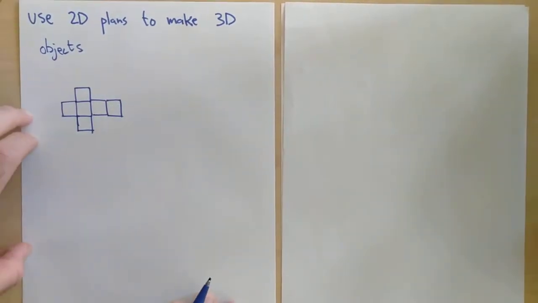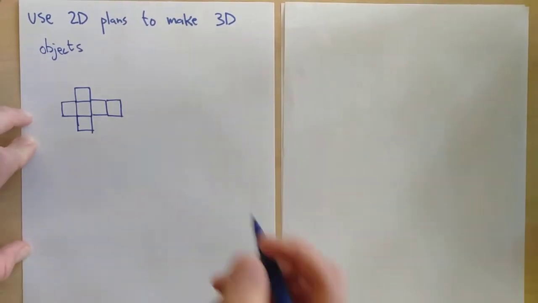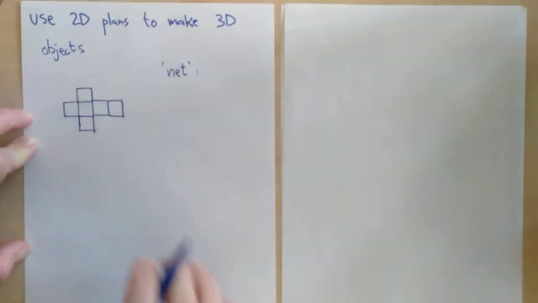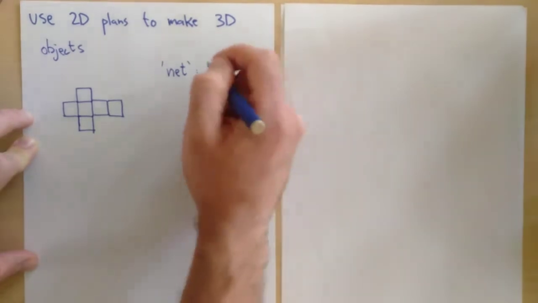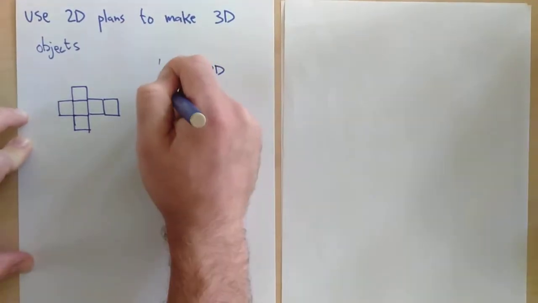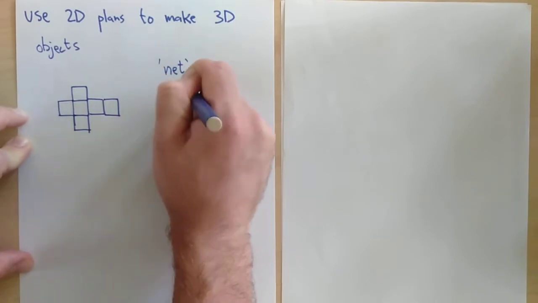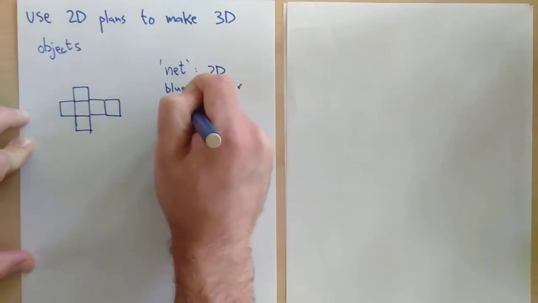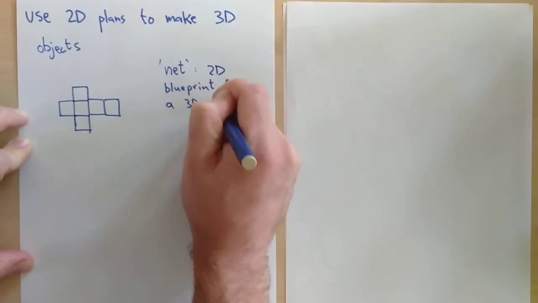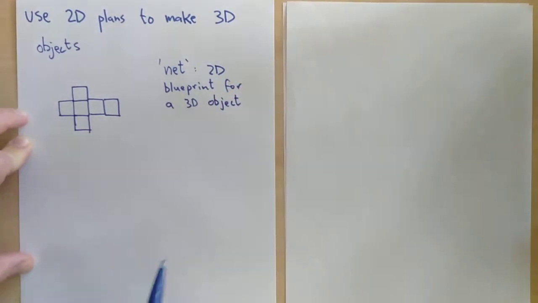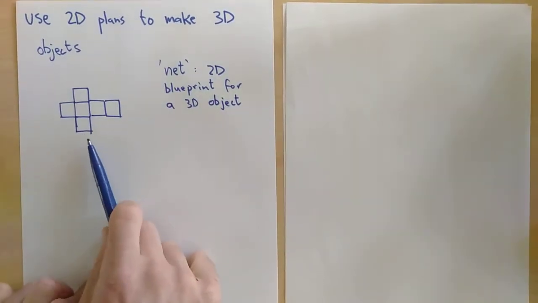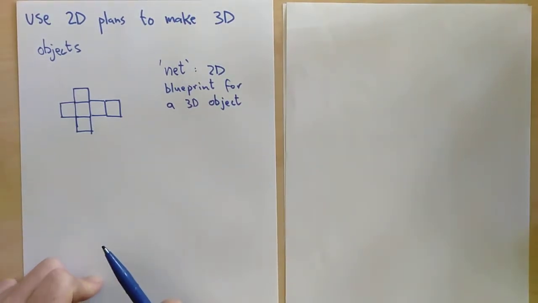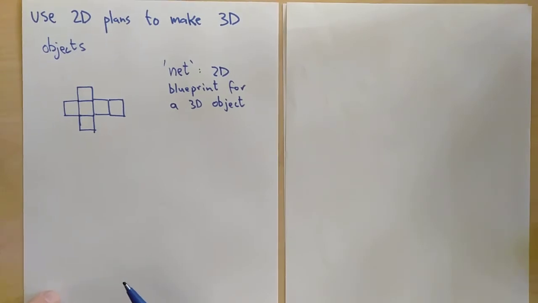This is called, or this is an example of a net. A net is the two-dimensional blueprint for a three-dimensional object. So what that's saying is we can turn this into a three-dimensional object. I'm going to show you how to do that.